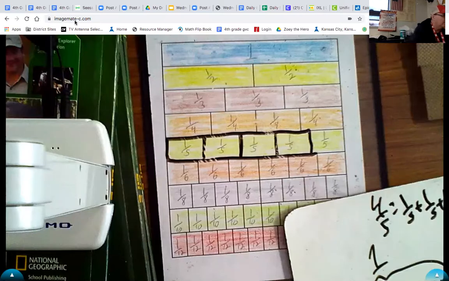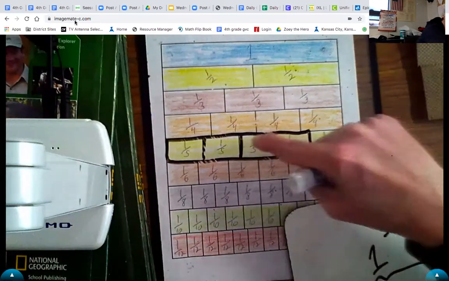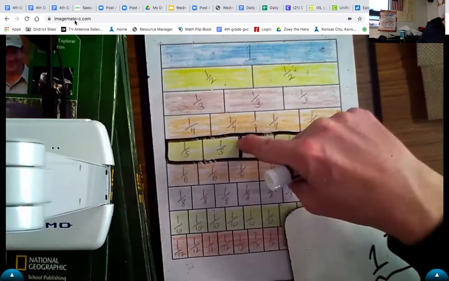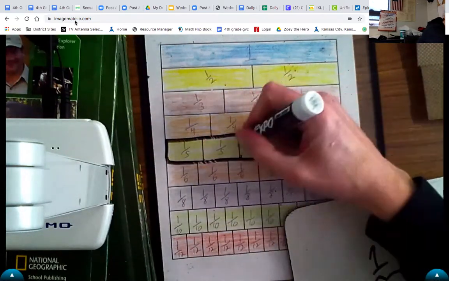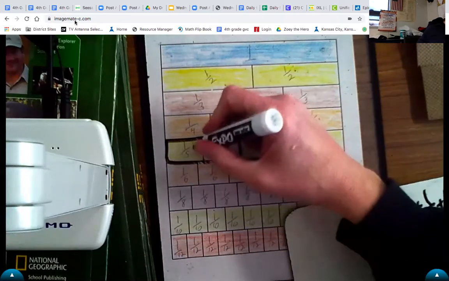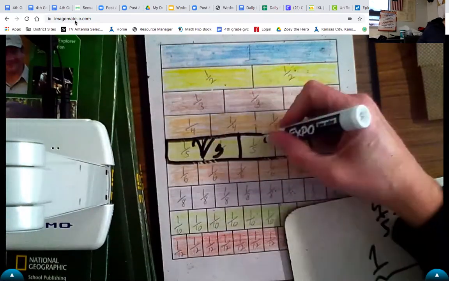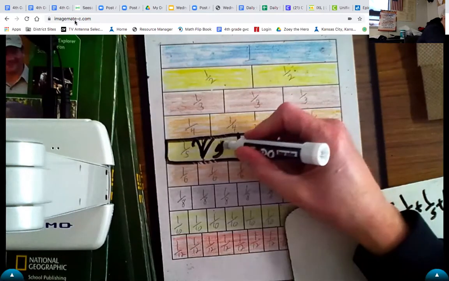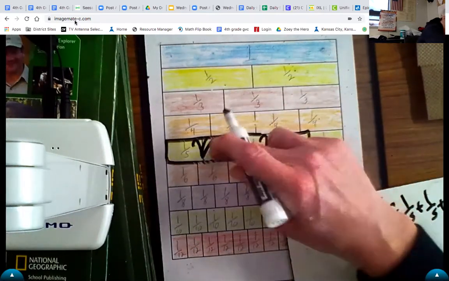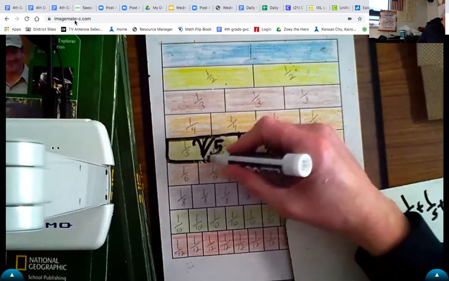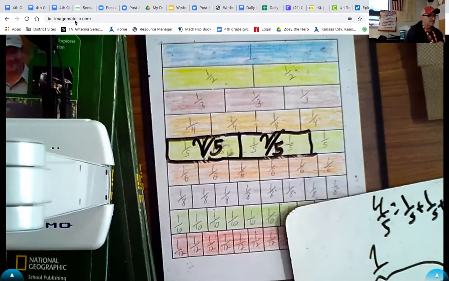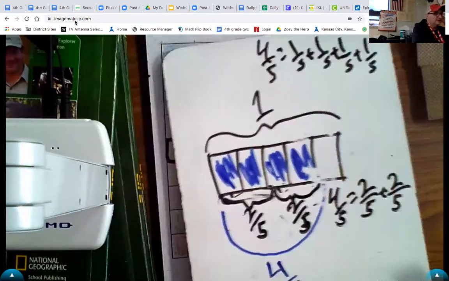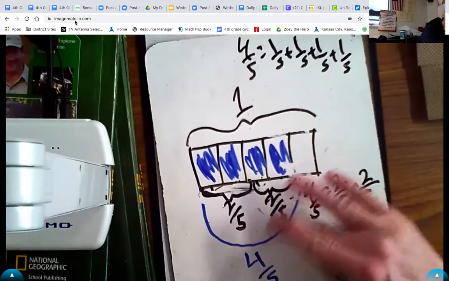Well, we can also show that here. We can change our lines. We got 2/5 here, and we've got 2/5 here. And that shows that 2/5 and 2/5 equals 4/5. Okay. So that's another way. That's 2 ways. Let's go for a third way. Let's think of a third way.